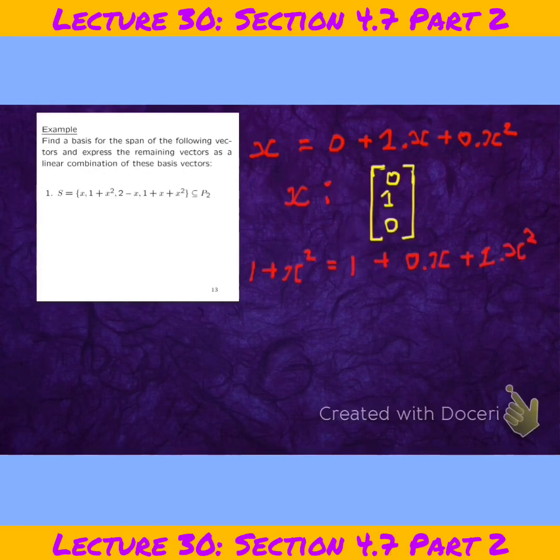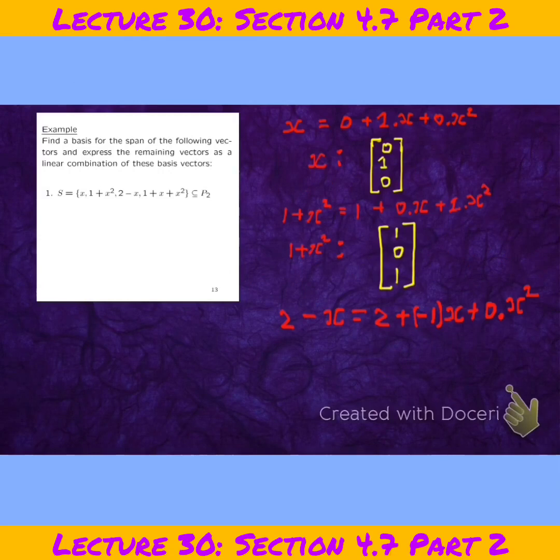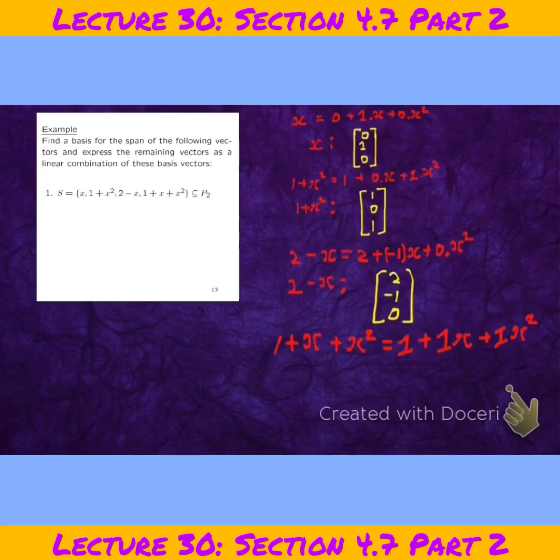Right, so the second vector we can express in this form, and that corresponds to another column vector. Alright, so 2 minus x can be expressed as a linear combination, and that corresponds to another column vector. The last vector is also expressible as a linear combination, and that corresponds to another column vector. Okay, so those are 4 column vectors.